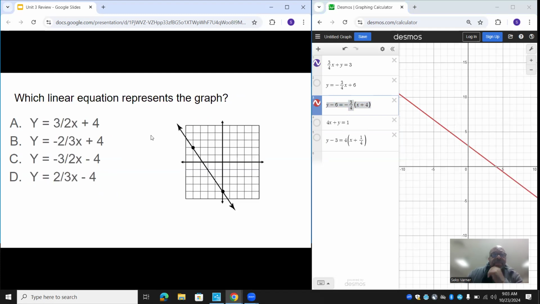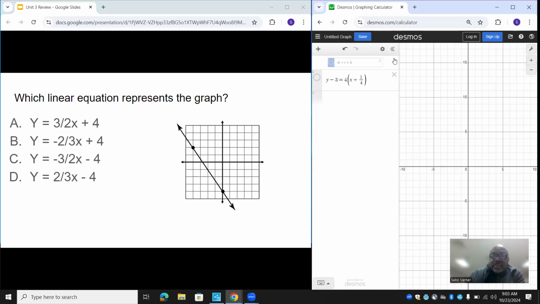Okay. We'll do 2 more problems, okay? Which linear equation represents the graph? Okay. Well, this is the 0 point. So this would be negative 1, negative 2, negative 3, negative 4. So whichever one it is, my y-intercept needs to be negative 4.